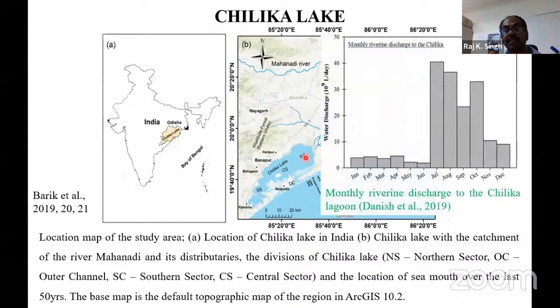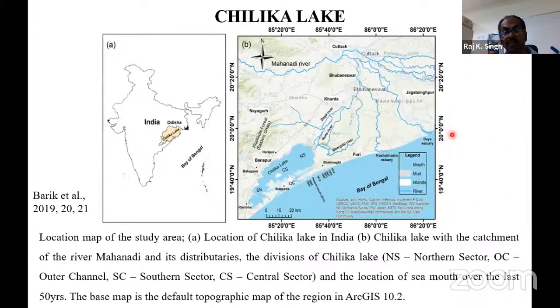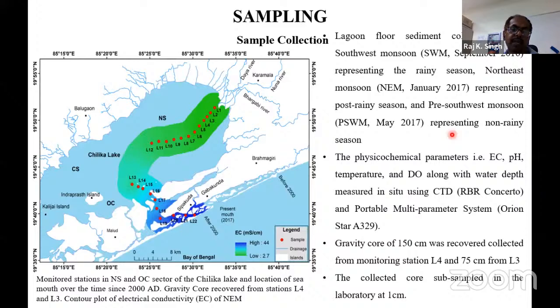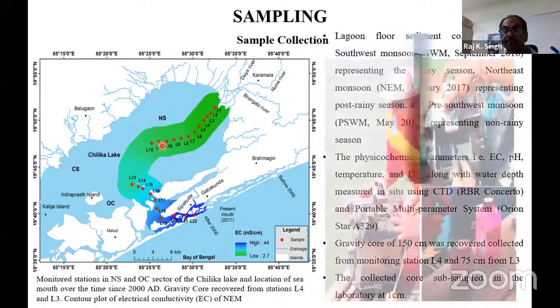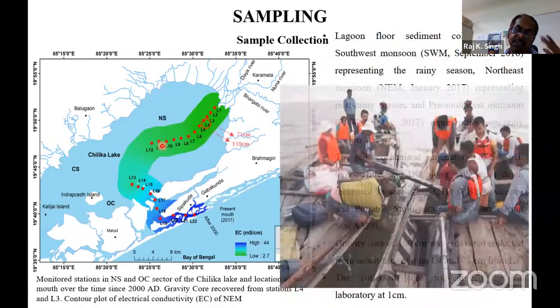So we did monthly measurements there, and many rainfall and river discharge data suggest that the maximum river discharge here is in July, August, September, and October. So it is indicating that, yes, it is influenced by the monsoon in this region. We found out the salinity gradient. We did the measurement of the salinity gradient, and we did different types of sampling there, including seasonal box core sampling.